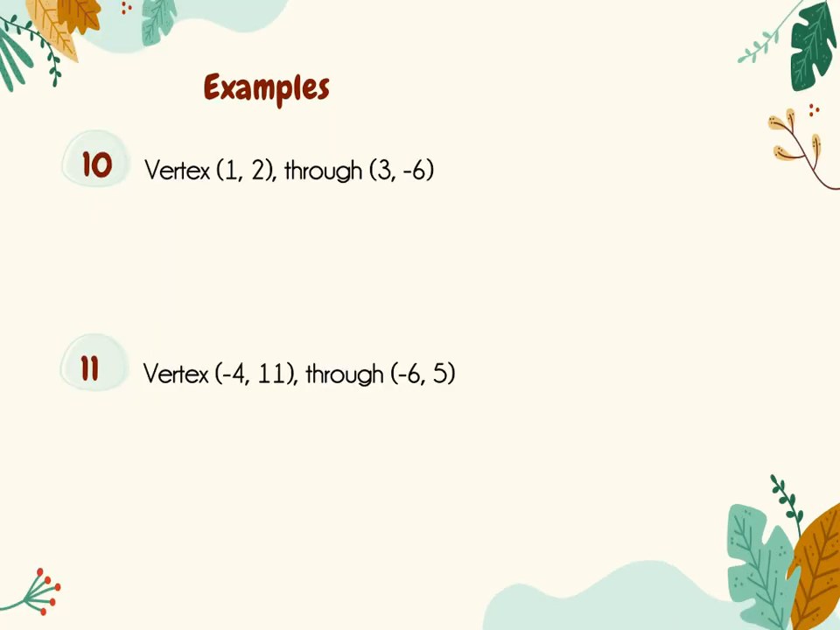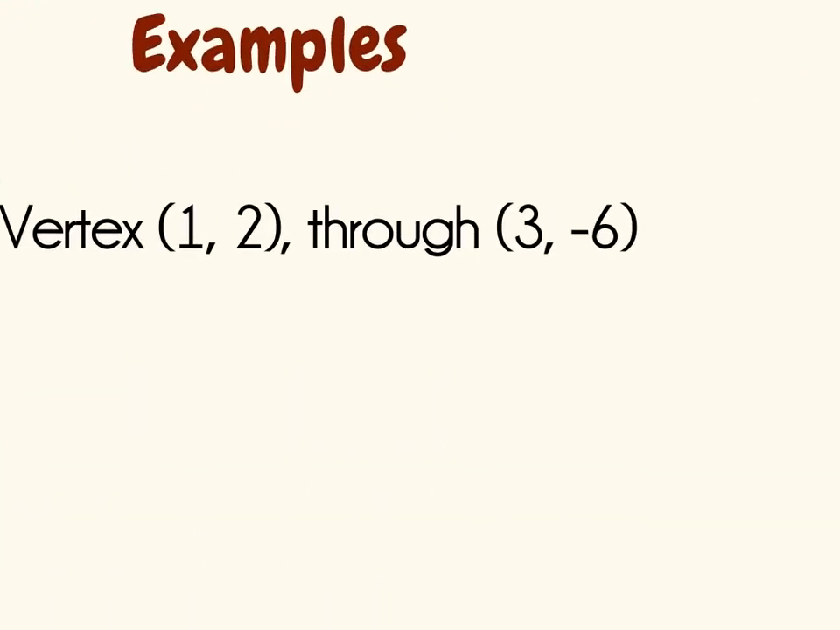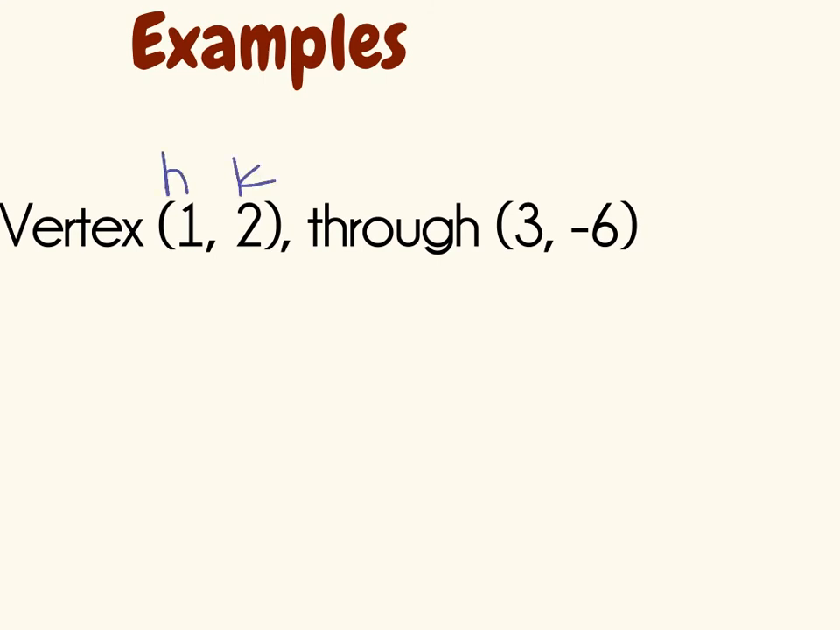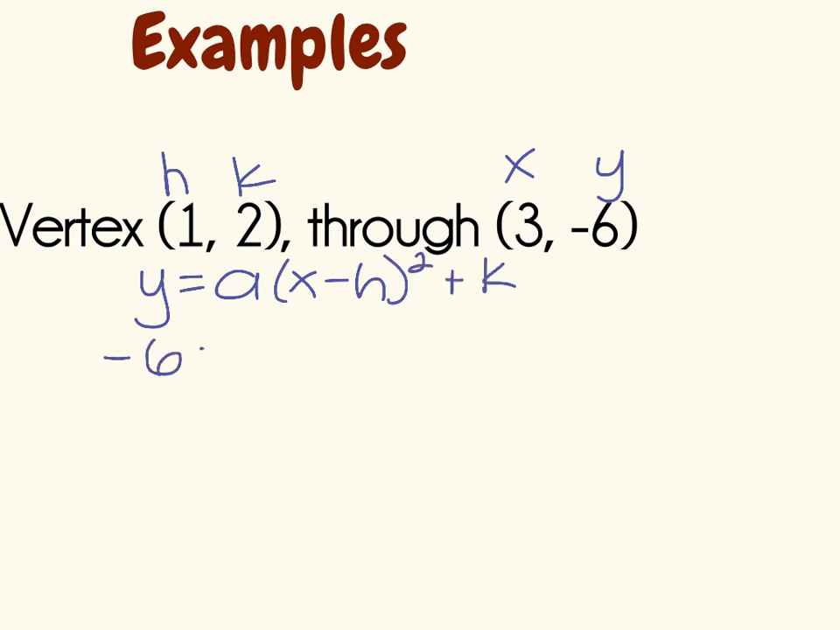So those look like these. The vertex of (1, 2) passes through (3, -6). So my vertex is my h and my k. The point is x and y. I'm going to plug it into y = a(x - h)² + k. So the y is -6. The a is my unknown. The x is 3. The h is 1. The k is 2. So I just plug everything in I know. -6 equals, and then I solve it.